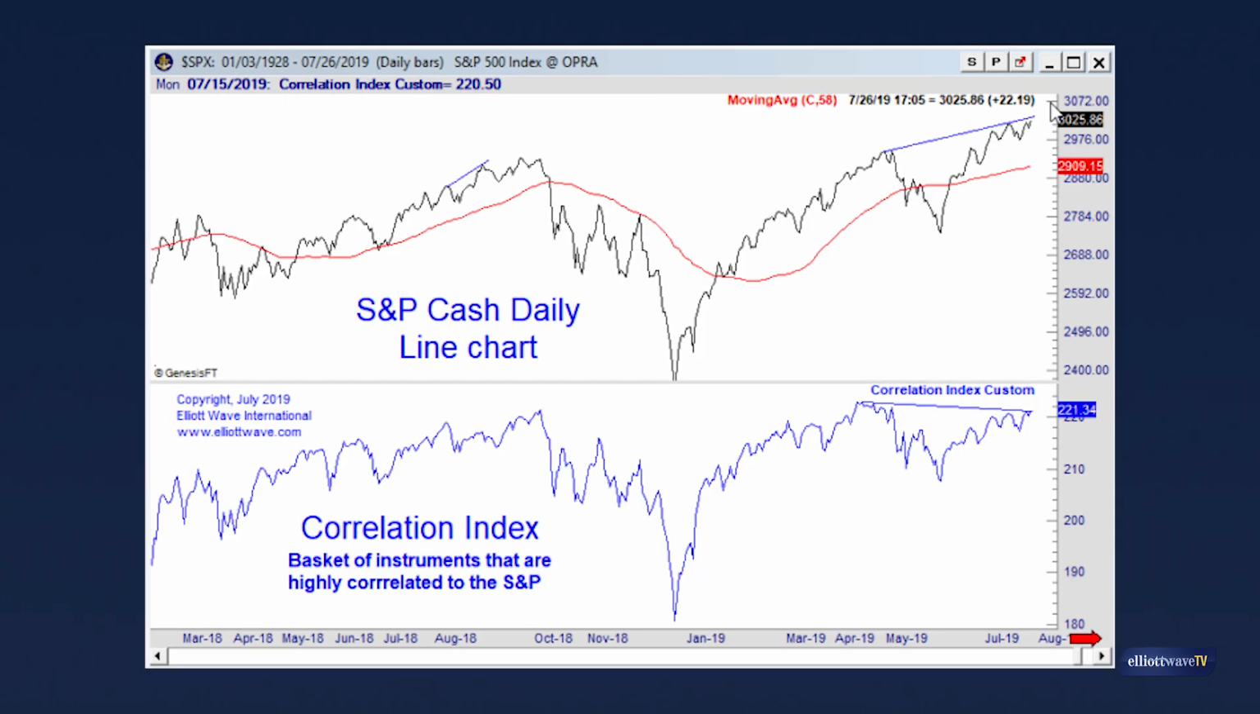Another tool is one I've developed called the correlation index. It's a basket of financial instruments that have a high correlation to the S&P. When it fails to confirm a move in the S&P, it's often a sign of an impending trend change. Here's a daily chart of the S&P on top and the correlation index on the bottom. You can see that it didn't move above the highs seen in April.